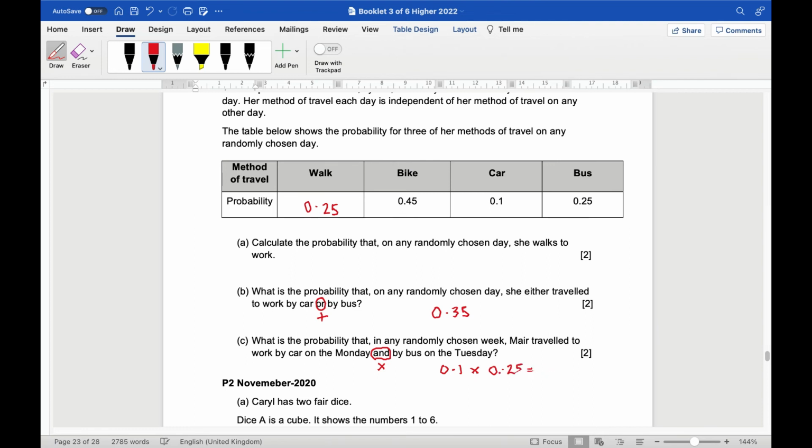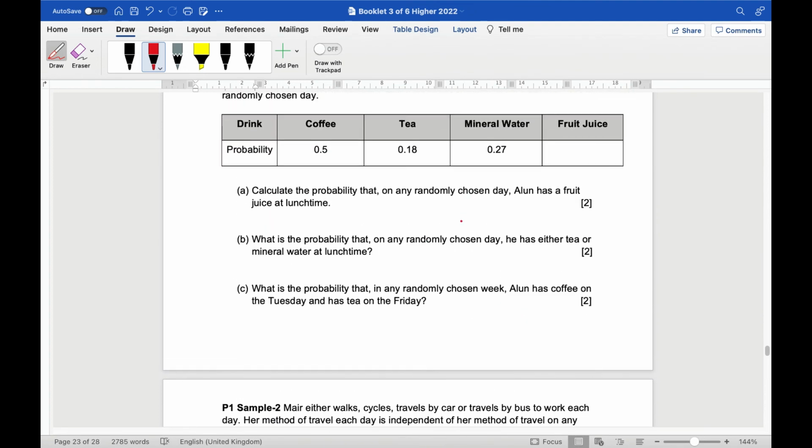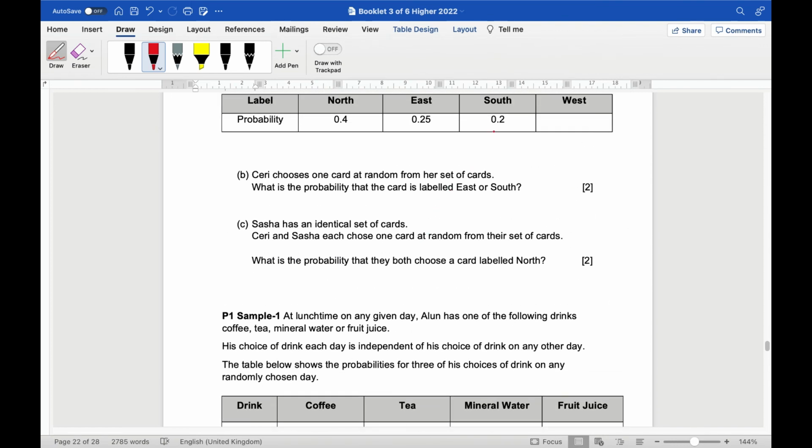And if you put those into your calculator, it makes it 0.025. And every question here, look, missing number, or, and. Yeah. Missing number.